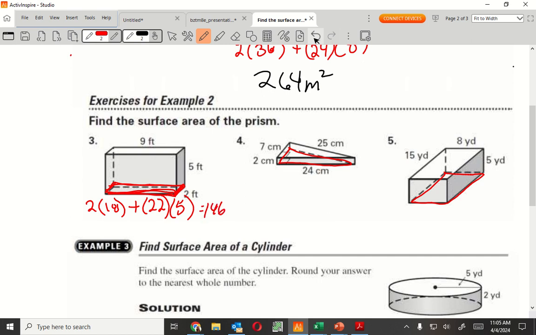Now for this next one right here, 4. The triangle is the base. And if you remember from yesterday's lesson, the area for a triangle is 1 half base times height. So it's 1 half base times height.